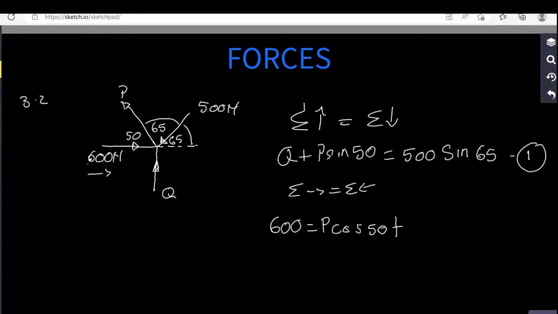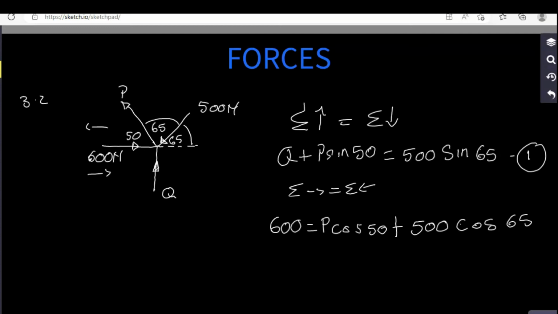Because we can tell that 600 is the only one going in that direction. The component of P will be in that direction, and also the component of 500 will be in that direction. Therefore, the component of P and the component of 500 must be on the same side of the equal sign. And then the component of 500 Newton is 500 cos 65.